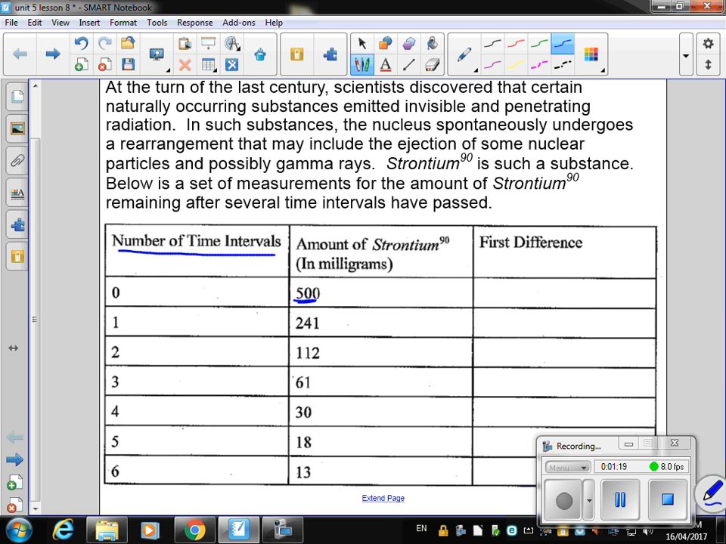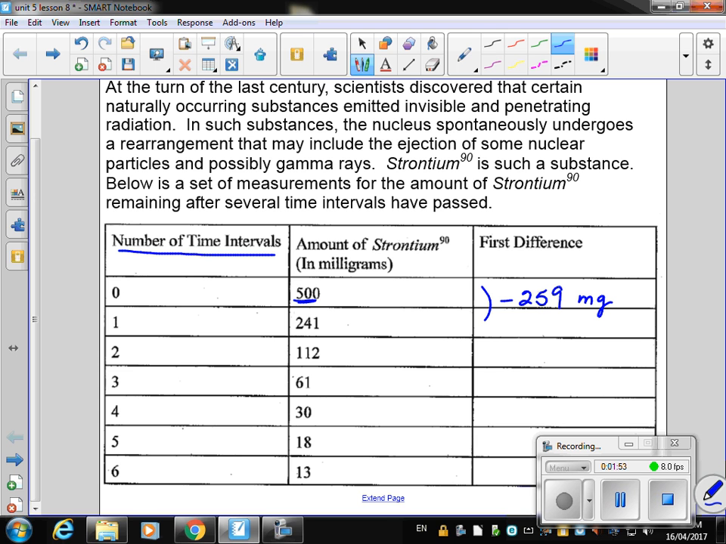Usually first differences tell us whether something's a line or not. But in this particular example, when you have something decreasing in the same way over and over again, it would be exponential growth or decay. This one is going down. It's going to be exponential decay. Our first differences are going to help us get there. So going from 500 down to 241, we have gone down by 259 milligrams. I just subtracted those two numbers.